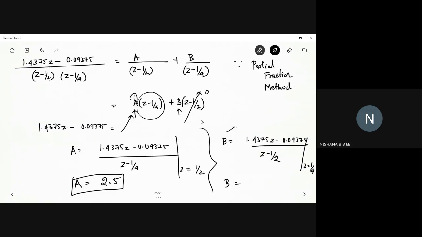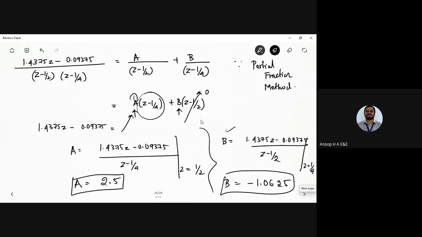Minus 1.0625. Minus 1.06... sorry, come again. 25. Okay, that's nice. So we have got the values of A and B quickly. Now, can you substitute it back and tell me how we are going to resolve it into partial fractions?